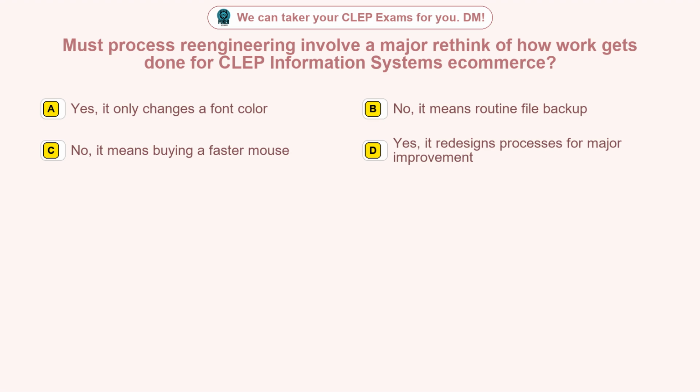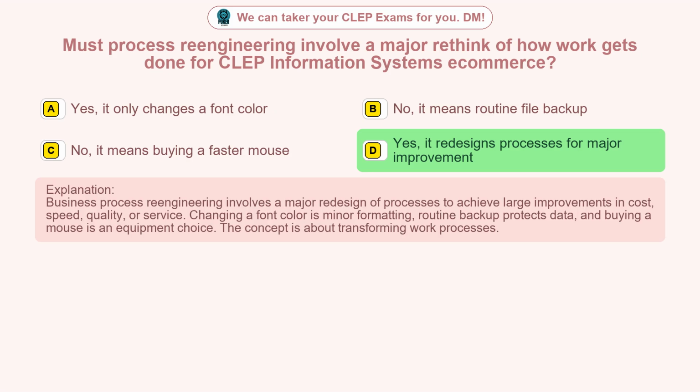Option D. Yes, it redesigns processes for major improvement. The correct answer is option D. Business process reengineering involves a major redesign of processes to achieve large improvements in cost, speed, quality, or service. Changing a font color is minor formatting, routine backup protects data, and buying a mouse is an equipment choice. The concept is about transforming work processes.